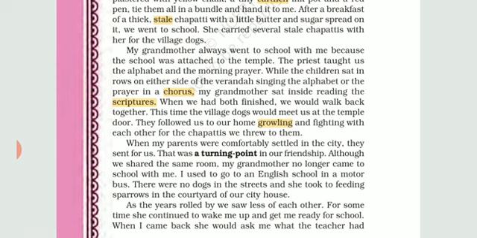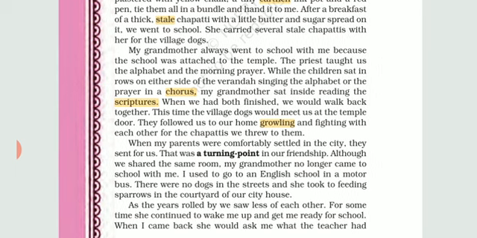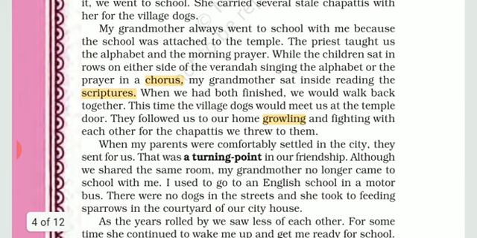Now let's talk about phase 2, which was a turning point in their friendship. The second phase starts when the author and the grandmother shifted to the city to live with the author's parents. They both shared the same room there, but still the grandmother started feeling isolated there. Now the author would go to school, an English school, by a bus. So the grandmother would no more accompany him to the school.